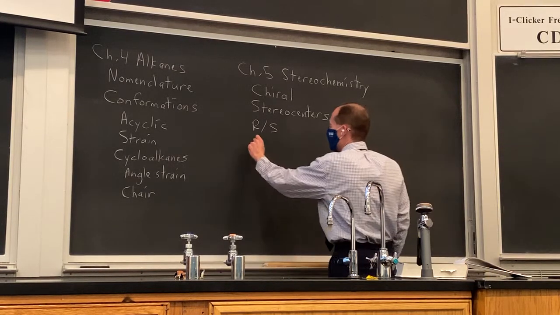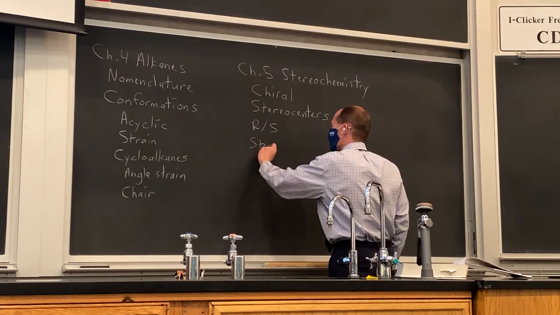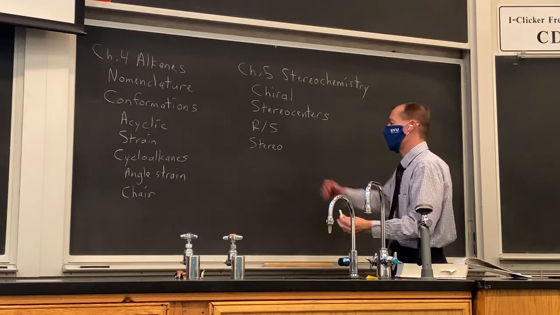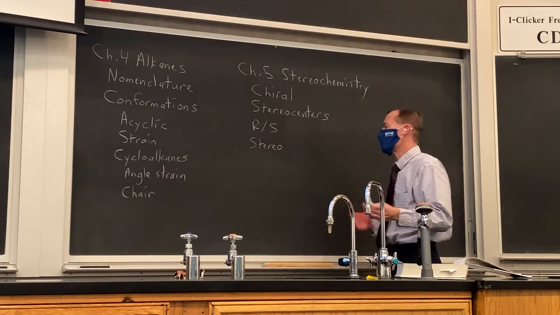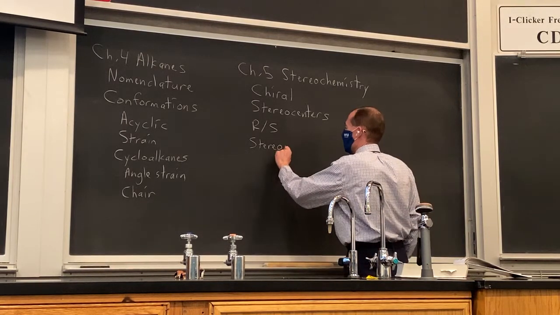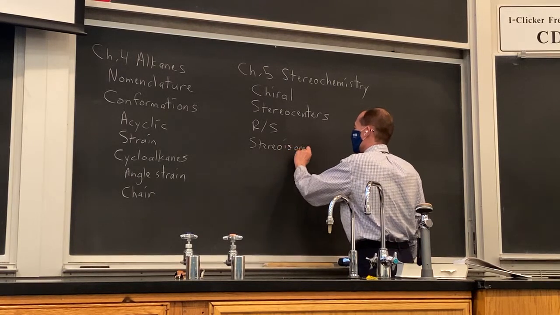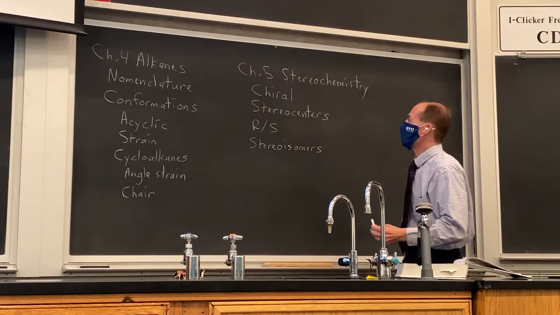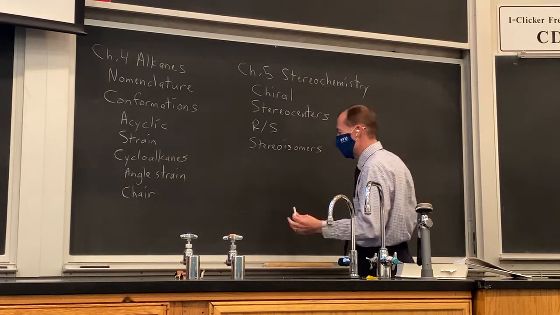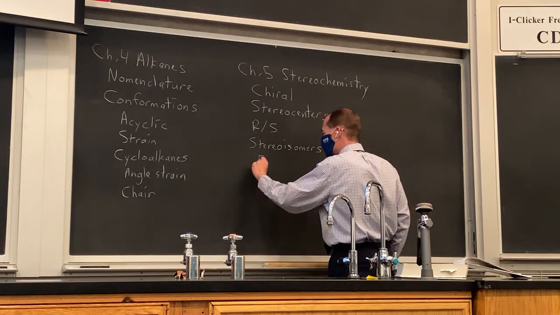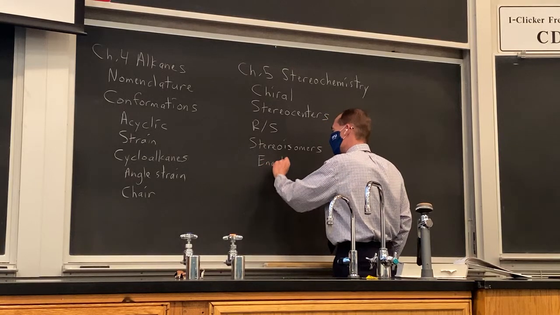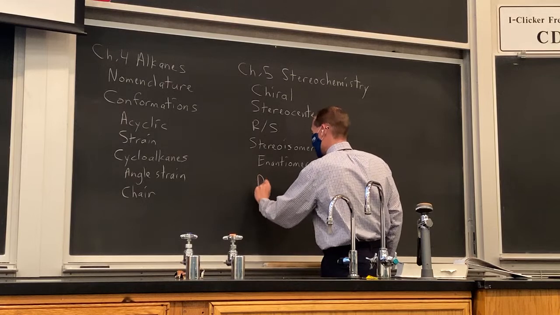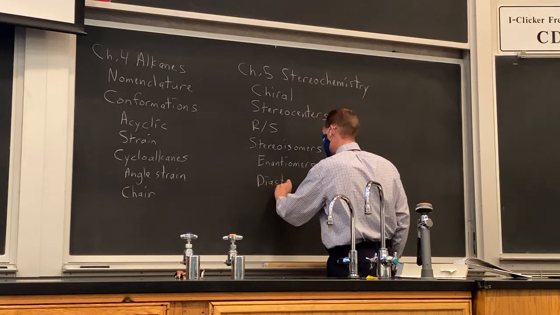We learned about stereoisomers. We actually learned about those in Chapter 4. I could have written it over there because we had cis and trans isomers in Chapter 4. But we went in more detail in terms of stereoisomers in chapter 5, where we divided them into two categories, enantiomers and diastereomers.